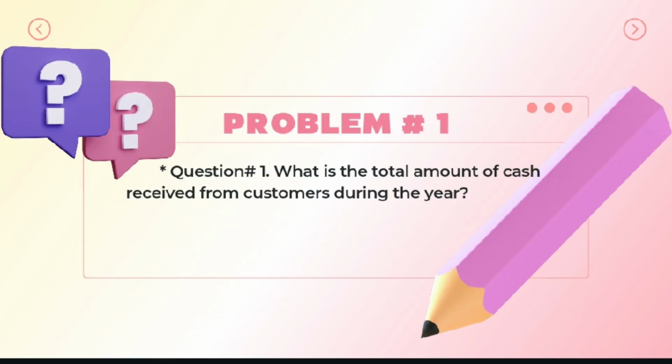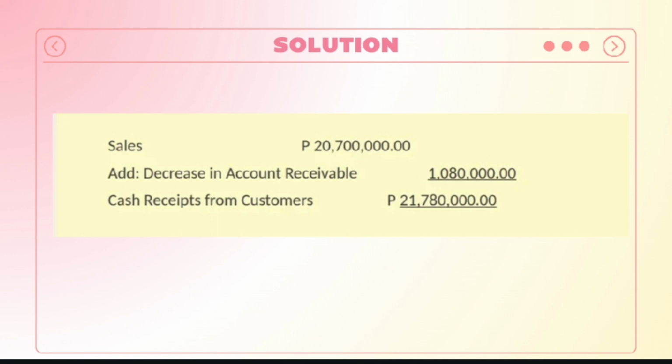Problem number 1. What is the total amount of cash received from customers during the year? The total amount of cash received from customers during the year is calculated as sales plus the decrease in accounts receivable. In this case, it's 20,700,000 plus 1,080,000, resulting in 21,780,000. And let's start with the sales.